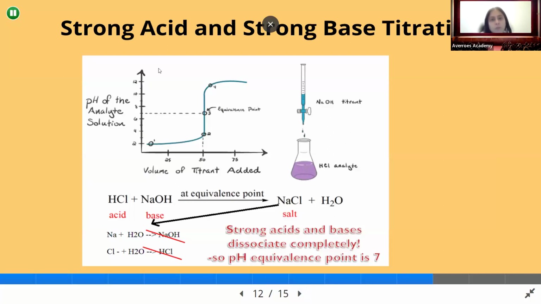And taking a look at our titration curve and the characteristics of a titration with a strong acid and a strong base, for example, HCl plus NaOH yields NaCl plus H2O. This curve is typical of a titration with a strong acid and a strong base. So the curve sweeps up and to the right as you add more of your NaOH. And the equivalence point is reached at approximately a pH of 7. Strong acids and bases dissociate completely. And that is our typical curve and characteristics.